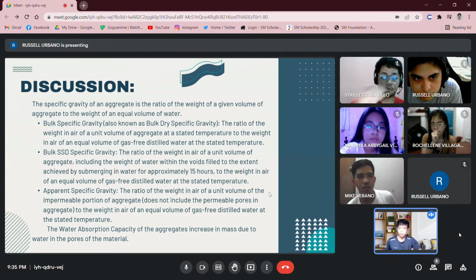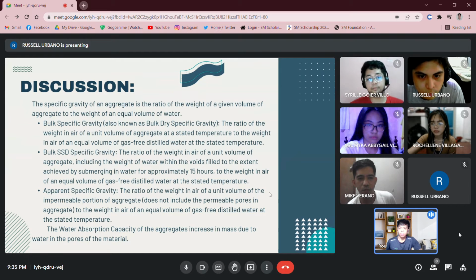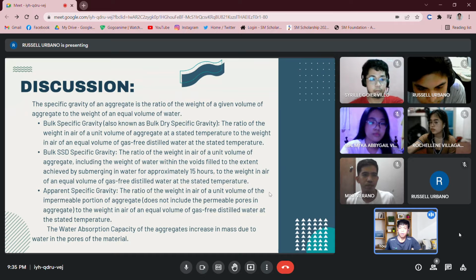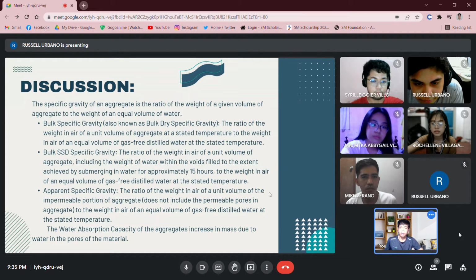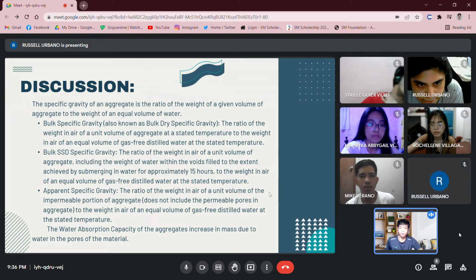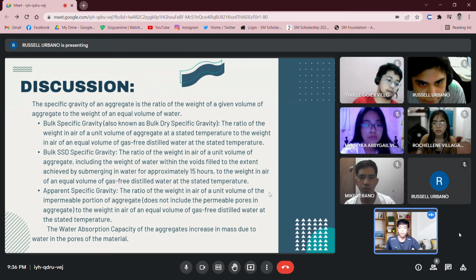For the discussion, the specific gravity of an aggregate is the ratio of the weight of a given volume of aggregate to the weight of an equal volume of water. Bulk specific gravity, also known as the bulk dry specific gravity, is the ratio of the weight in air of a unit volume of aggregate at a stated temperature to the weight in air of an equal volume of gas-free distilled water at a stated temperature.